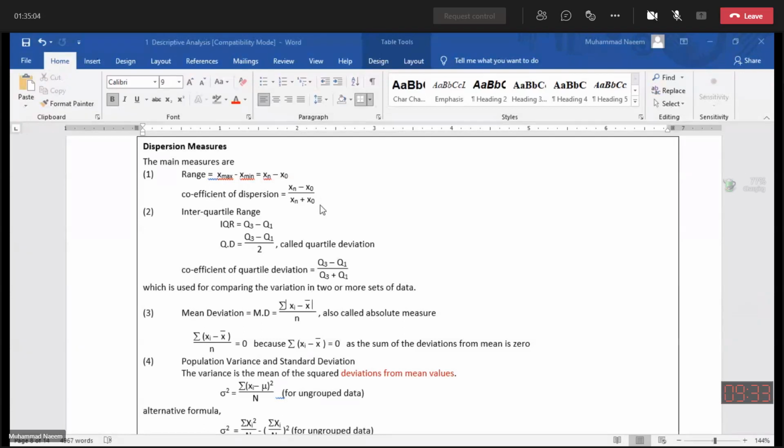Interquartile range is Q3 minus Q1, when we need to discuss the middle 50 values of the data. Again, we have a coefficient of quartile deviation. Before this coefficient, we have quartile deviation: Q3 minus Q1 divided by 2. The coefficient is again for the comparison of two sets of data or more than two sets of data.